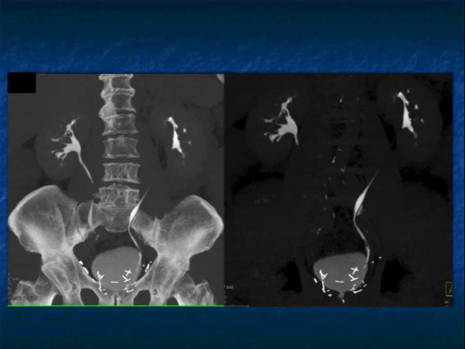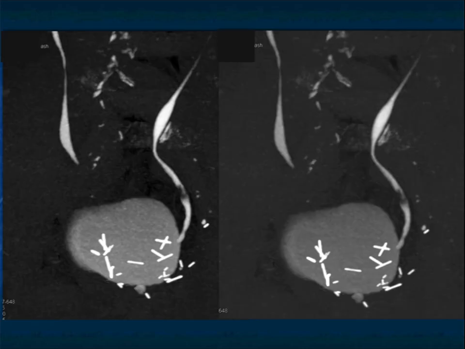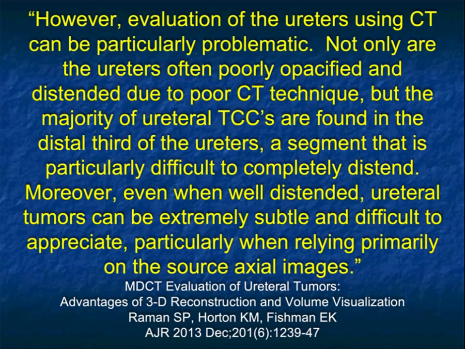Same patient, or another patient rather, look at the lesion right here in the ureter. One thing that may be helpful for you is to do MIP imaging. If you do MIP of the ureters, it really makes things stand out. You can see that lesion in the left ureter. Very obvious there. Okay?